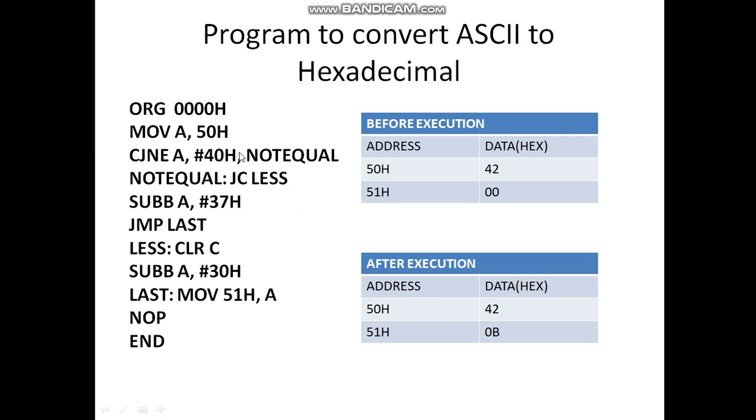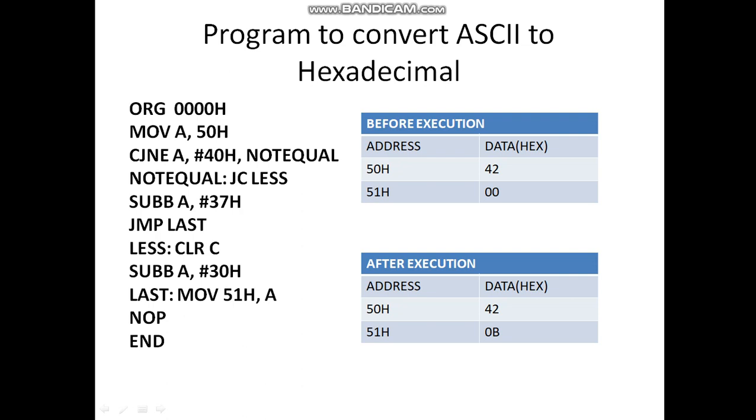So first let us see if the number is equal to 40H. The CJNE A, #40H instruction is executed. Suppose it is not equal or equal, for both the cases it will come to the next instruction, jump if carry. In this case, we have considered the input as 42. So for this condition, jump if carry, there is no carry, so the immediate instruction will be executed.